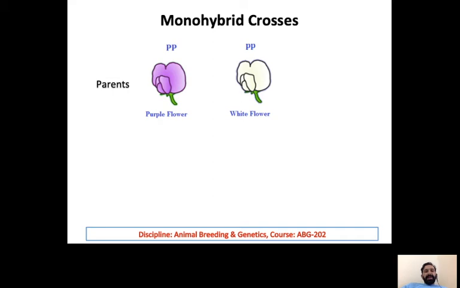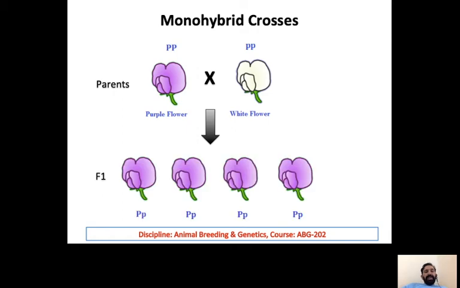So these are basically the parents. When these parents are crossed, we get the F1 generation, and in F1 we will get all of the parents' offspring heterozygotes. As the capital P is completely dominant over the small p, we will get only one phenotype, that is the purple flower, for all of the offspring. So the genotype is the same, capital P, small p, for all of them.